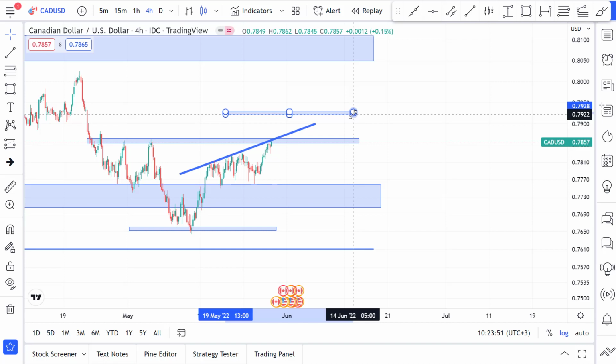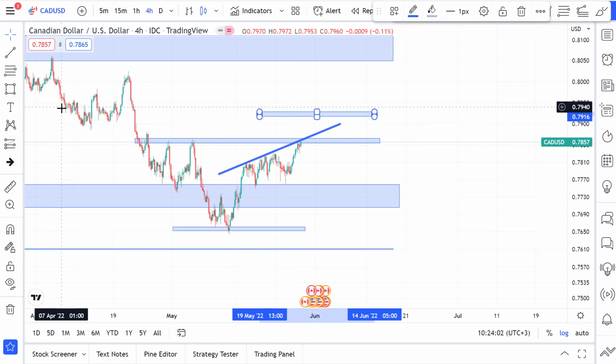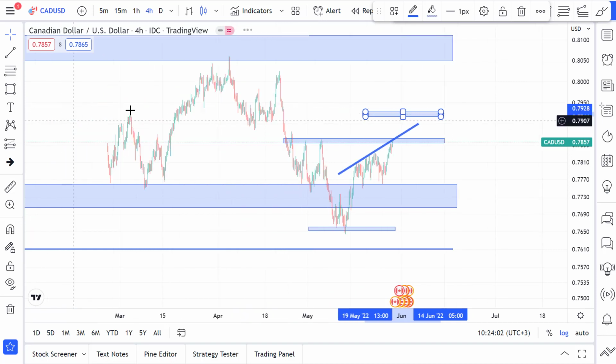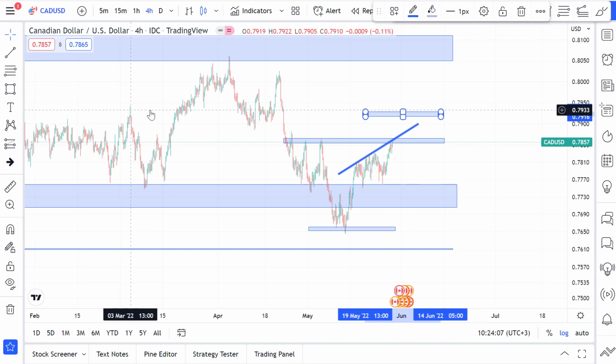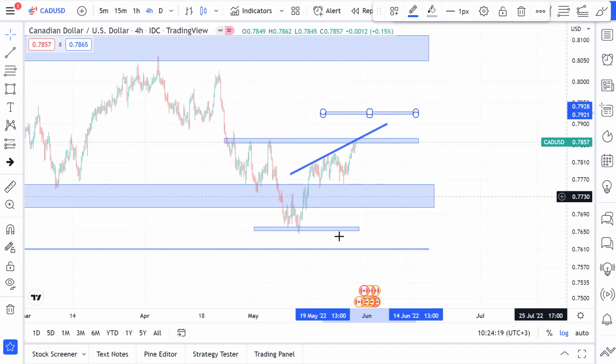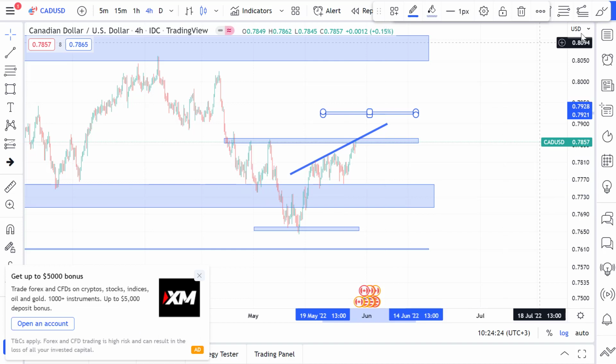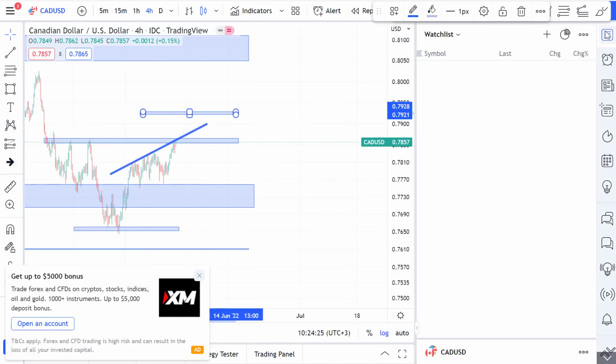the history of, let me update it. Yes, this zone would be the next resistance because it was in history some days ago. And if the Canadian dollar is able to break out of this zone, we might see this zone again. Anyway, you can update your chart like me to not have any problem in the future.